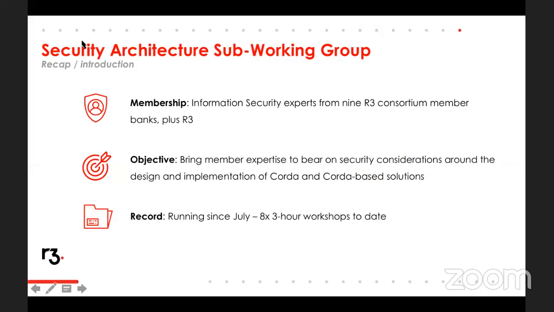Will do. Thank you. Okay, so hi, it's David Lee here, and I'm going to give you an update on one of our sub-working groups in particular. This is the Security Architecture Sub-Working Group, or SWG, as we call them. For those of you who are not familiar with the SWGs, as Mike said, these are smaller groups consisting of members of our R3 consortium members. In particular, the security one is a select group of security experts from 9 of our member banks, together with representatives of us from the R3 side as well.